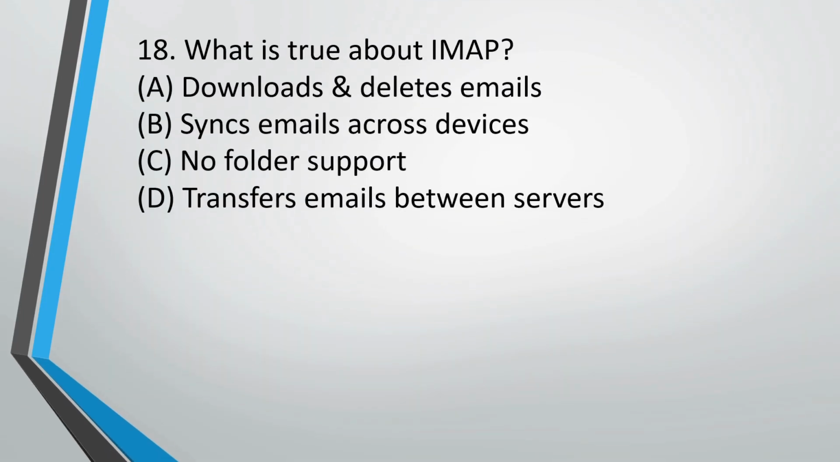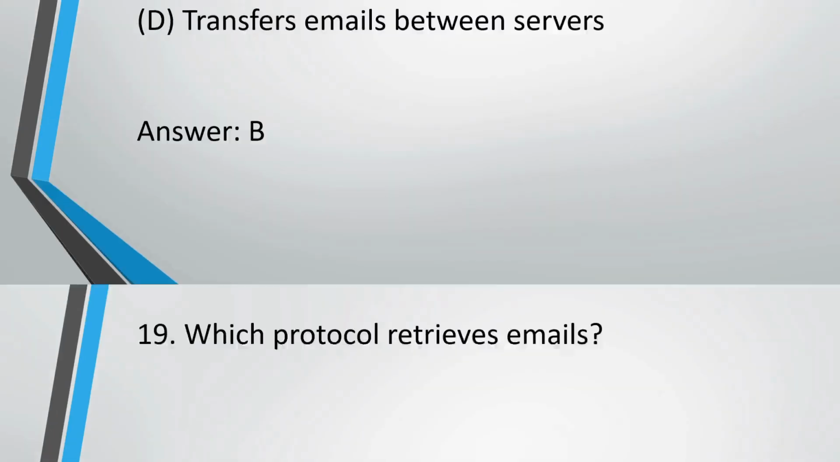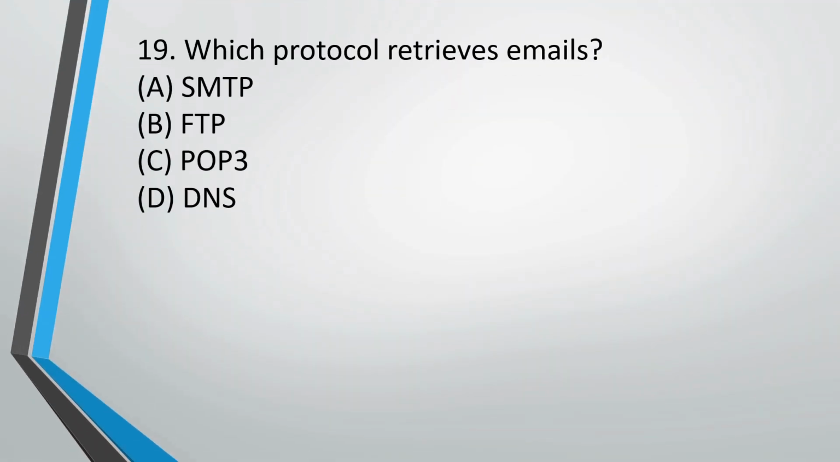Next is: what is true about IMAP? Options are downloads and deletes emails, sync or synchronize emails across devices, no folder support, transfer emails between servers. And the correct option is B, sync emails between devices. And the next question is: which protocol retrieves emails? The options are SMTP, FTP, POP3, DNS. The correct option is POP3.